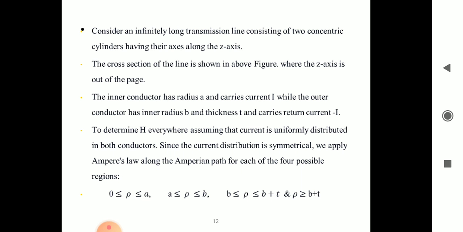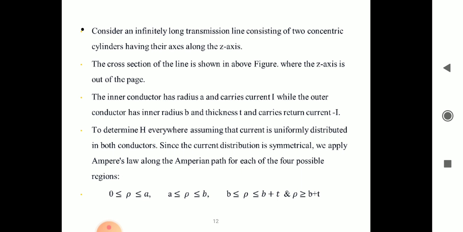The inner conductor has radius a and carries current I, while the outer conductor has inner radius b and thickness t and carries return current minus I. You have to observe the current on the inner one is plus I, the current on the outer conductor is minus I. The directions are opposite to each other. To determine H everywhere, assume that current is uniformly distributed in both the conductors.